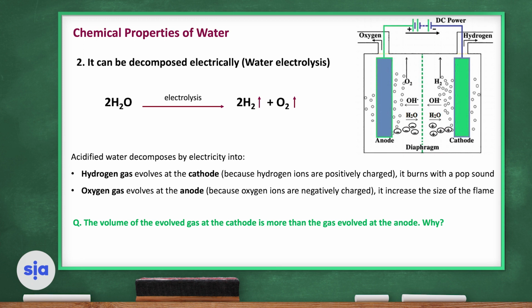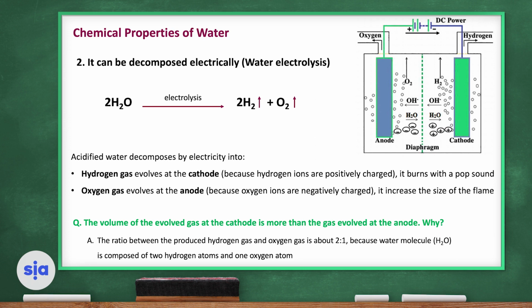Now, let us think together. The volume of the evolved gas at the cathode, which is the hydrogen, is more than the gas evolved at the anode, which is the oxygen. Why? Because the ratio of the hydrogen gas to the oxygen gas is 2 to 1. Remember that the water molecule is H2O, 2 hydrogen atoms to 1 oxygen atom.